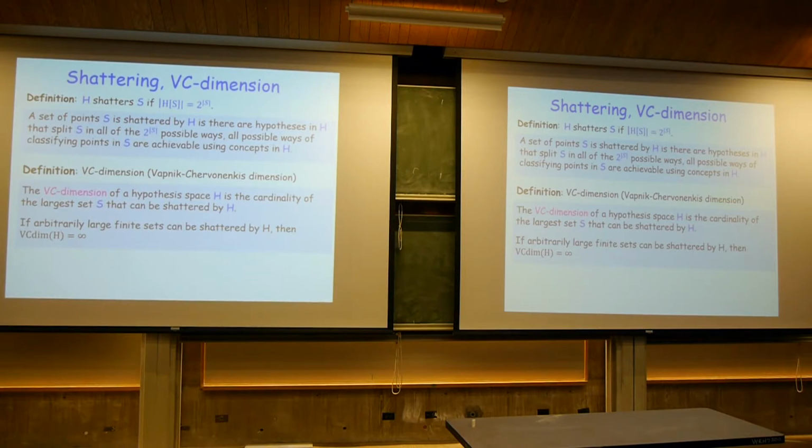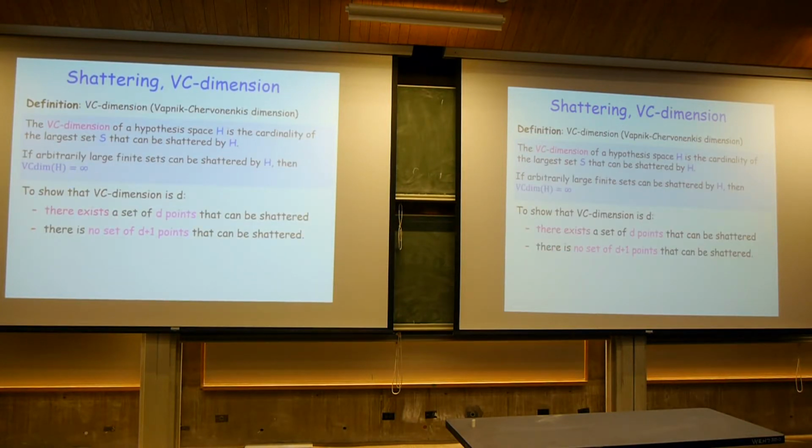Cool. So basically, to show that the VC dimension of a hypothesis space H is D, I need to show 2 things. Number 1, I need to show that there exists a set of D points that can be shattered, that can be labeled in all possible ways with hypotheses from the hypothesis space. It doesn't have to be every set of D points, I just need to show that there exists a set of D points. And number 2, I need to show that there is no set of D plus 1 points that can be shattered by my hypothesis space.